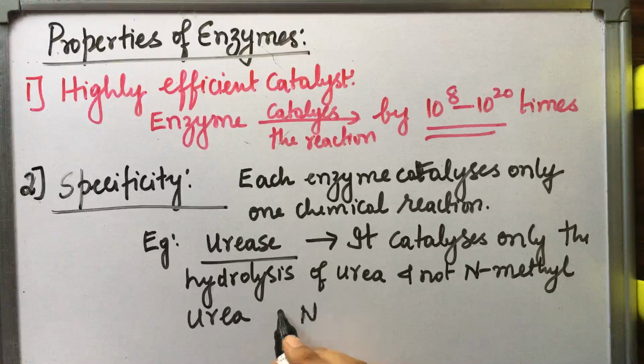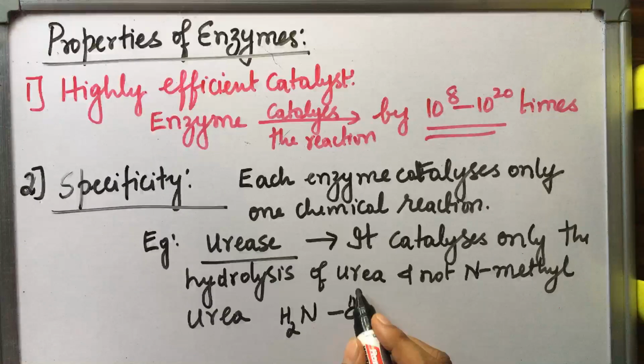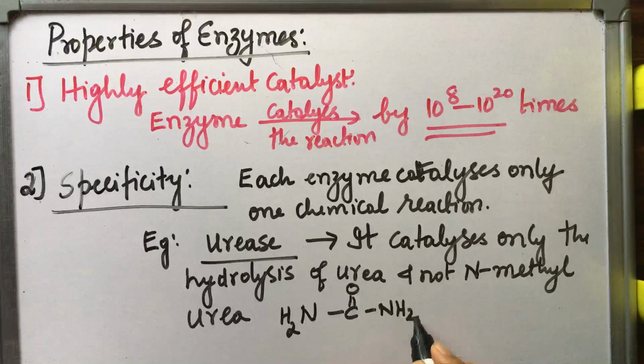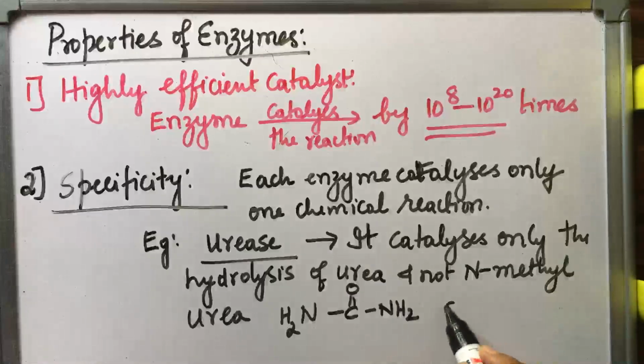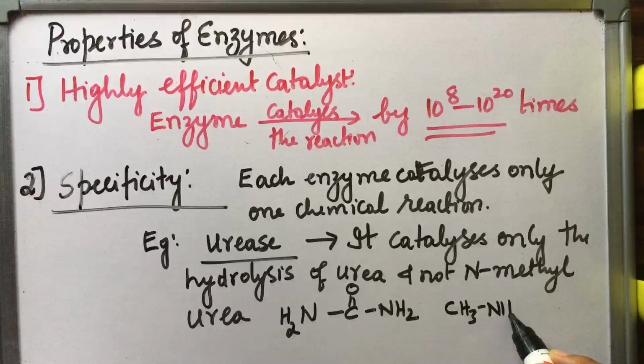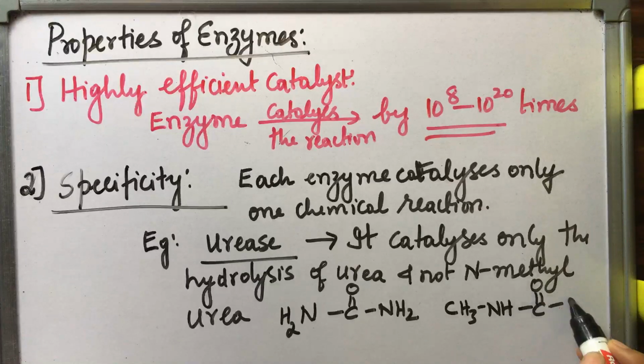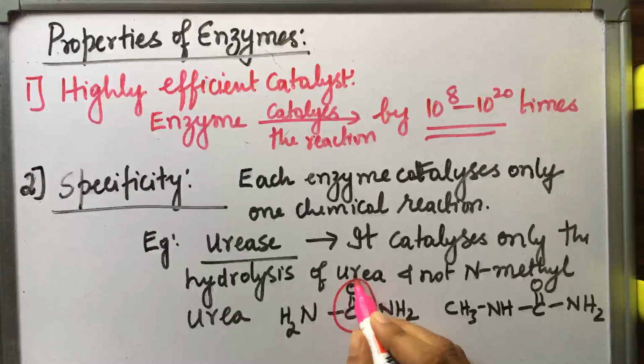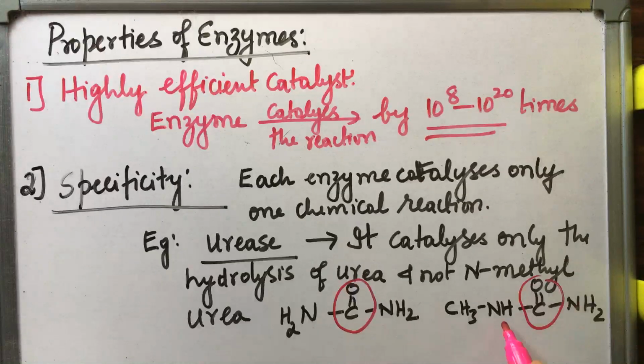So students, you know the structure of urea? NH2, C double bond O, NH2. What is the structure of N-methyl urea? I have to write here CH3, NH, C double bond O, NH2. You can see the functional group almost remains the same. You have the CO group as the functional group, here also you have the CO group. The only difference is that one hydrogen is replaced by a CH3 group. Even though it is structurally almost the same, it is still not catalyzing that reaction. I think this point is clear, students.